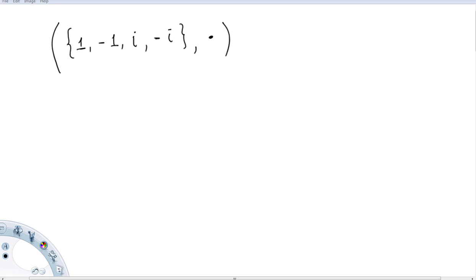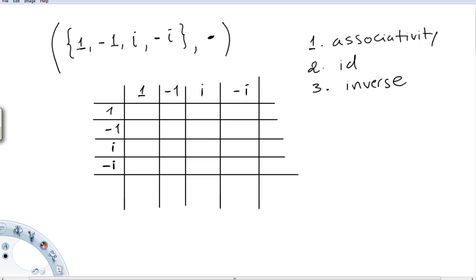So now we have here a set with 4 elements: 1, minus 1, i, minus i. These are complex numbers under the usual complex multiplication, and we want to check if this is a group or not. In order to check if it is a group, we still have to go for these 3 axioms, right? Have to check associativity, identity, and the existence of inverse for each element.